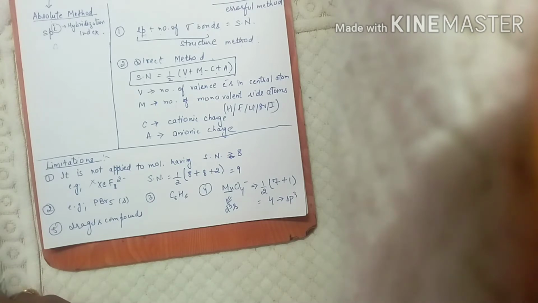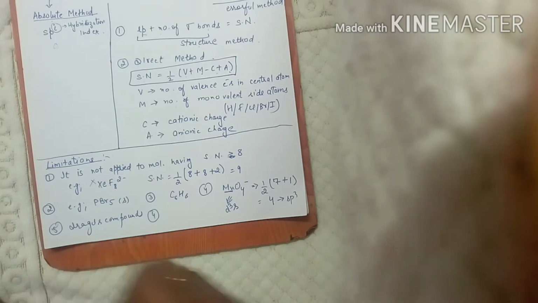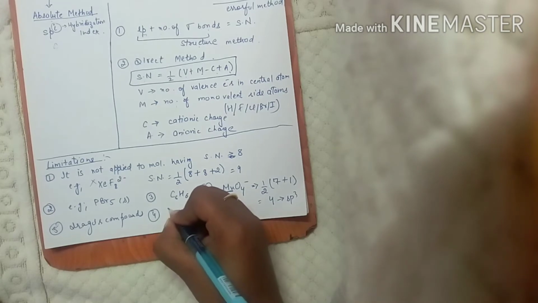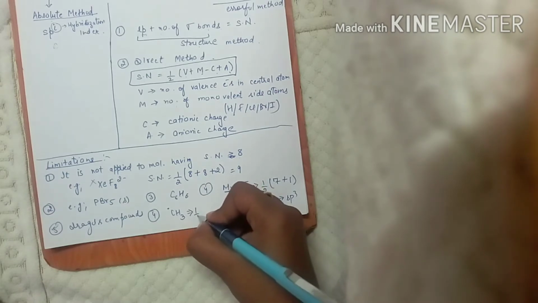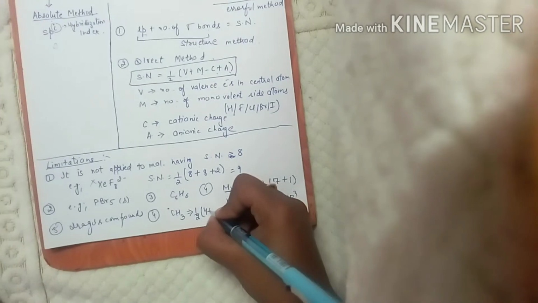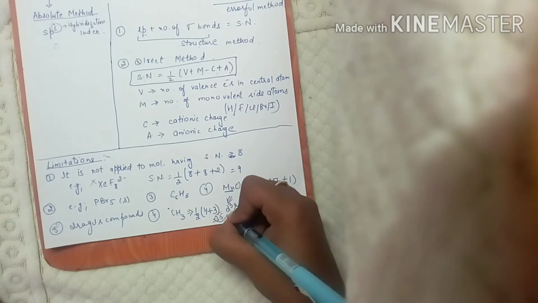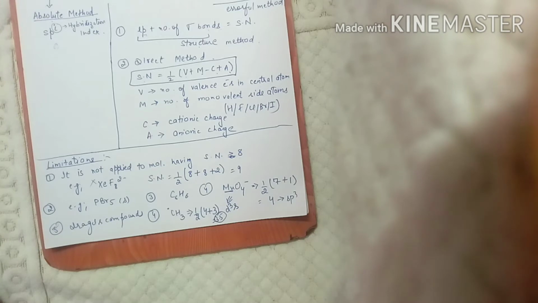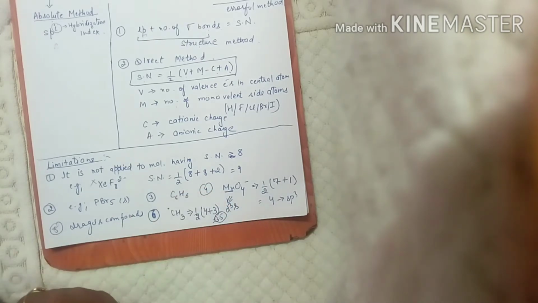And the sixth limitation is that it is not applied to compounds which are odd electron species. For example, the radicals, for example CH3. For CH3, if you calculate the steric number, half of V plus M: carbon has 4 valence electrons, so V is 4, plus number of monovalent atoms is 3. If you calculate, it comes out to be 3.5. We don't have any geometry for 3.5, so it fails in this case also. So these are the limitations. These are the 6 limitations of the steric number method.